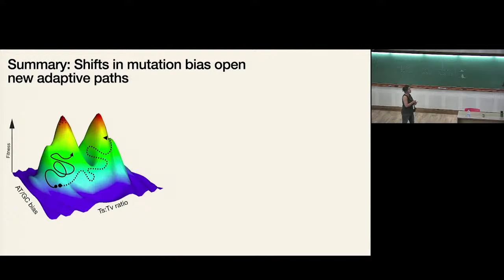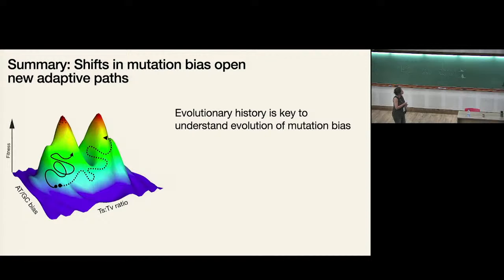Okay, so why do I think this is exciting or interesting? What we're suggesting is the evolutionary history of a population is important to understand the evolution of mutation bias. It's not that mutation bias is driven by selection for specific kinds of mutations. We don't see evidence of it. We don't need to invoke that at all. It's a simple statistical sampling question. Which one have you sampled before and which one can you sample now?